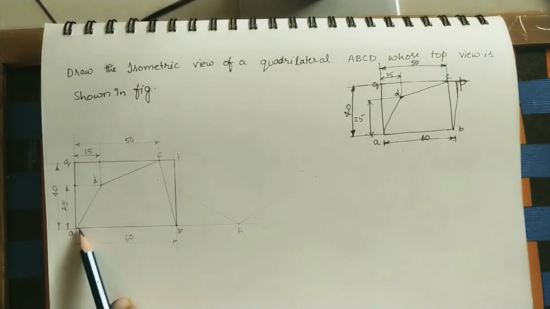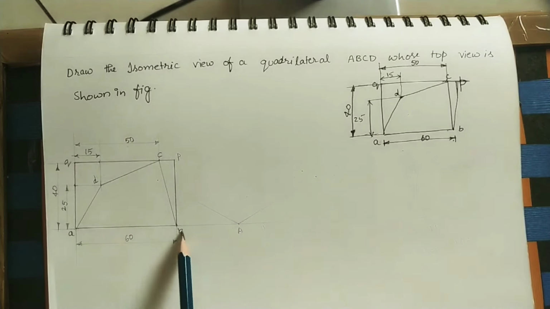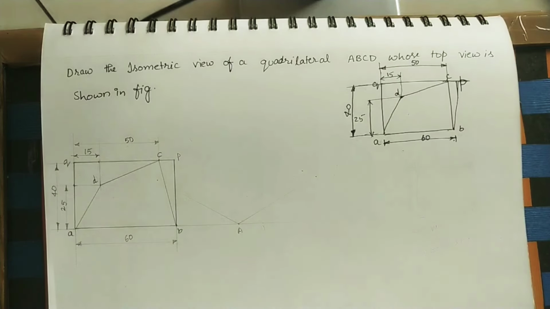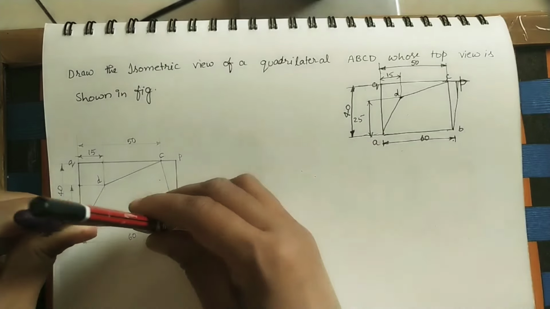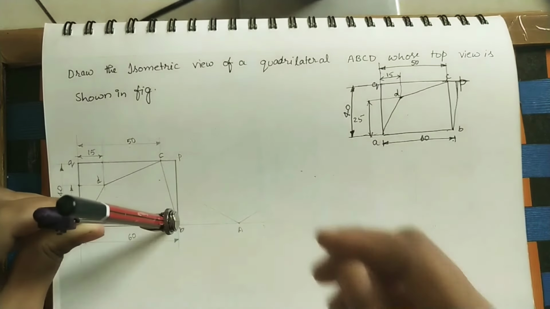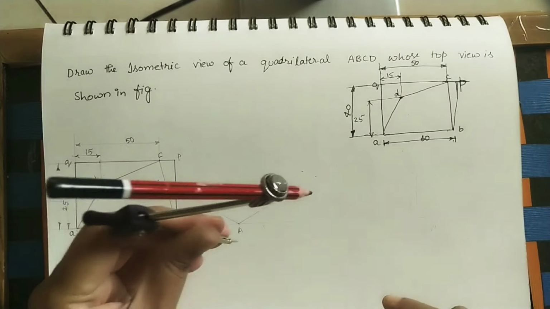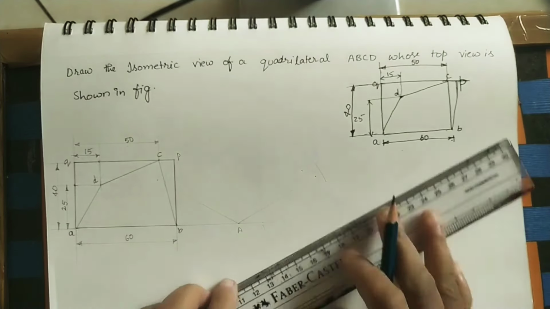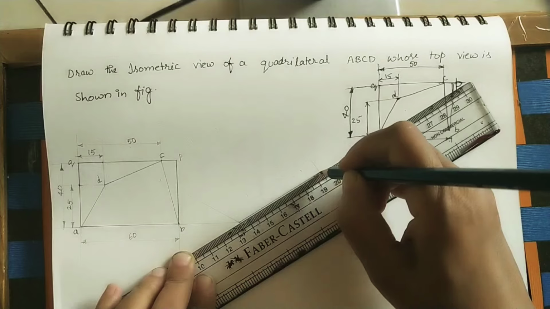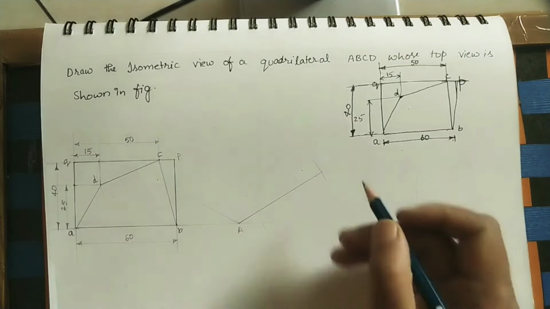So the initial point is A. On one side of A, the B point is there. How much distance is it? 6 centimeters. By using the compass, take this length, 6 centimeter length, mark it on this side and extend this line up to this arc. This point is capital B.